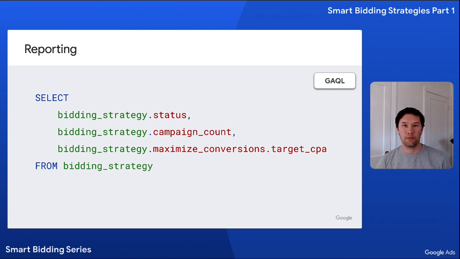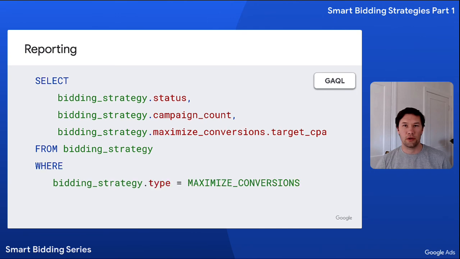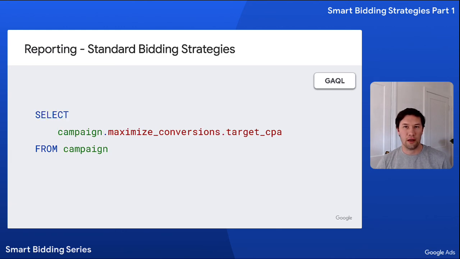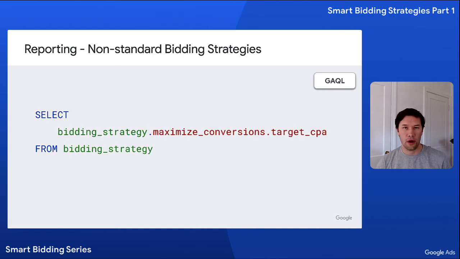To filter for these types of bidding strategies, just include a clause that selects records where the bidding strategy type field equals MaximizeConversions or MaximizeConversionValue. To differentiate between standard and portfolio or cross-account strategies, you need to select different objects. Metrics for standard bidding strategies are attached directly to the campaign object, whereas metrics for portfolio or cross-account bidding strategies are attached to the bidding strategy resource.